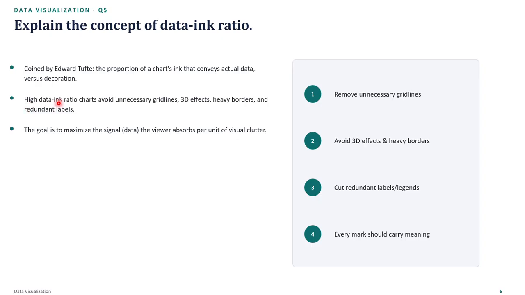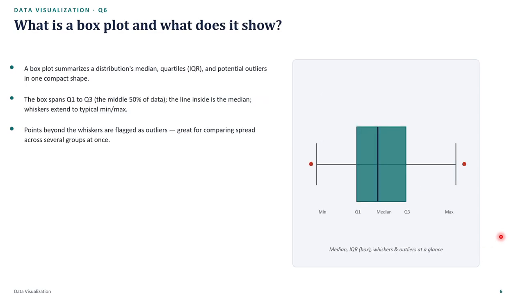So the goal is to maximize the data that the viewer absorbs per unit of visual clutter. Instead of giving too much visual clutter, we can just convey simple information in a simple way. So 3D effects, heavy borders, all these are to be avoided.